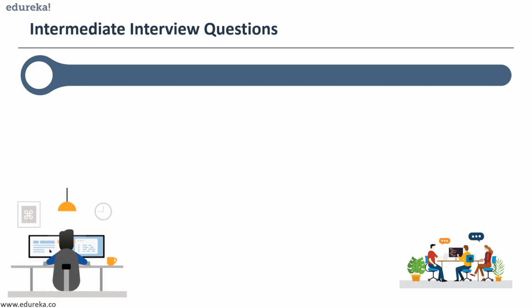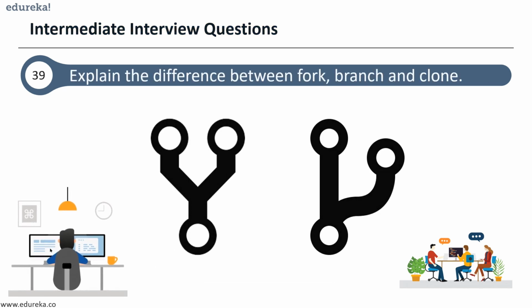So the next question is, what is the difference between fork, branch and clone? A fork is a copy of a repository. Normally you fork a repository so that you're able to freely experiment with changes without affecting the original project. Most commonly, forks are either used to propose changes to someone else's project or to use someone else's project as a starting point for your own idea.